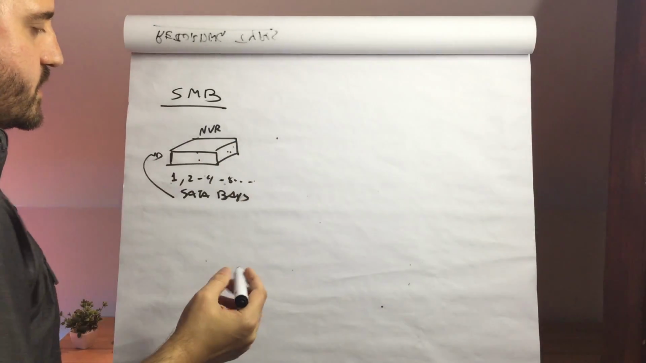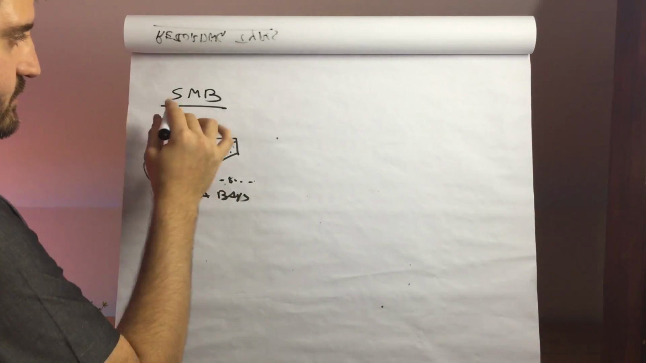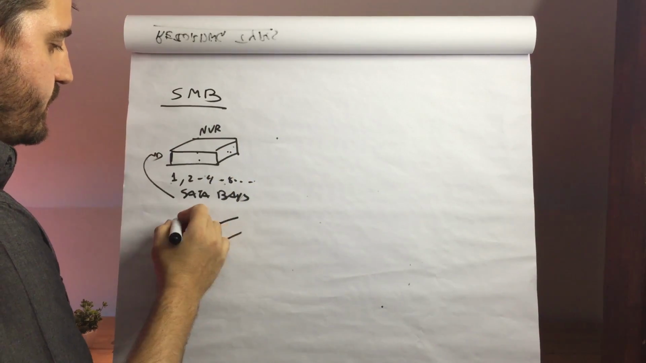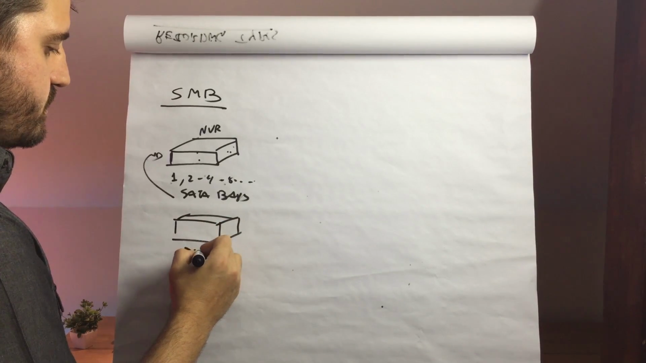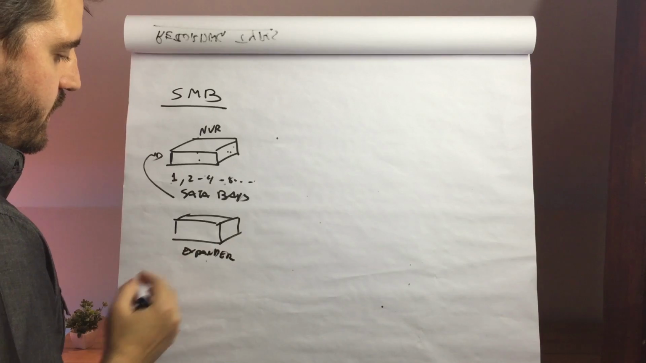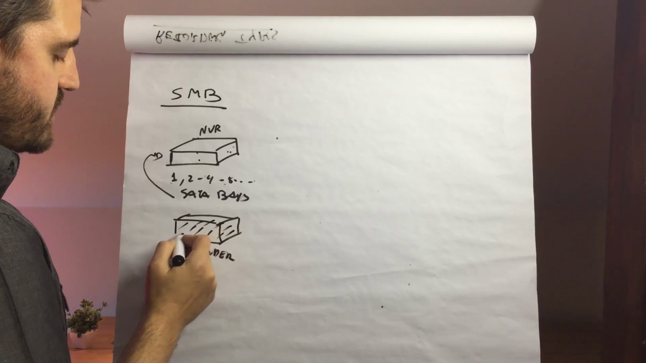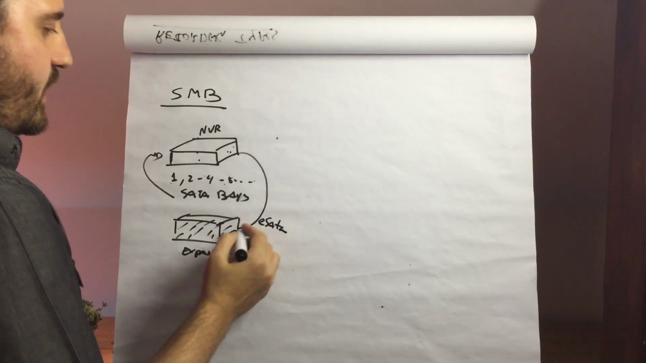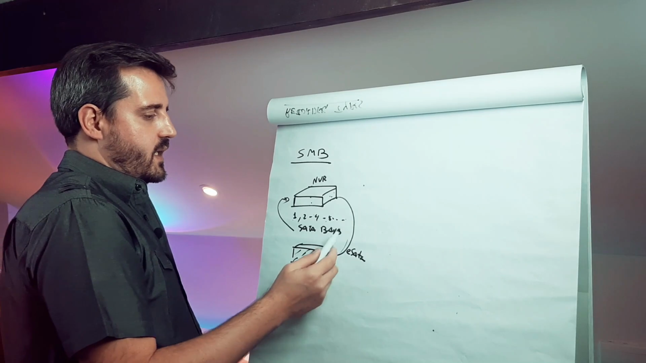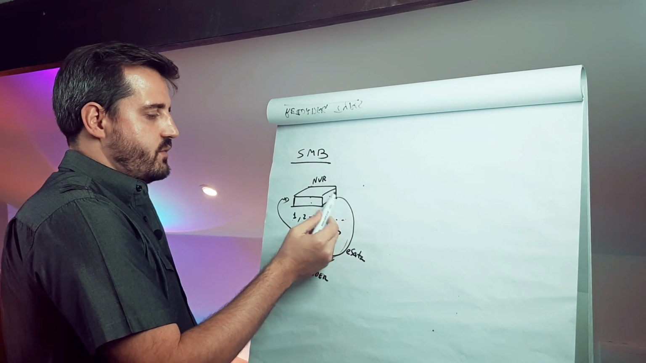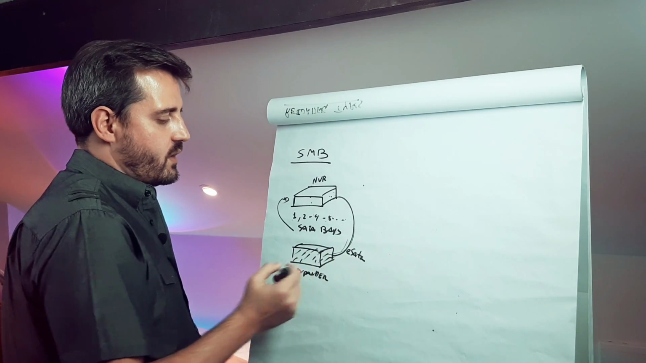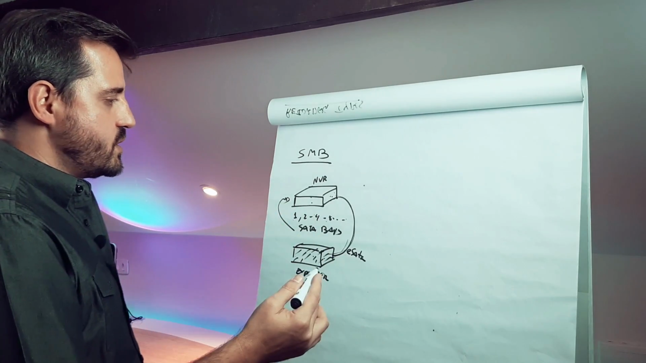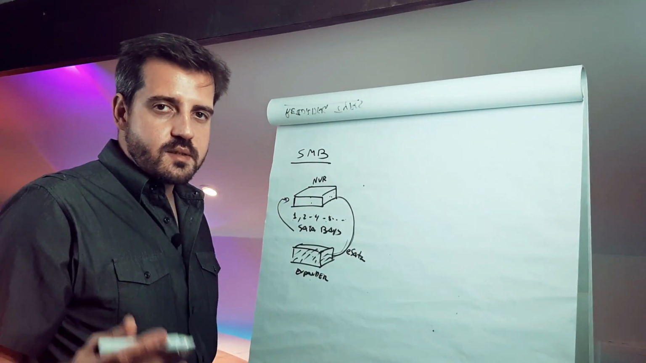This is one of the solutions that we have for recording, and for SMB we have some kind of SATA expanders that have several slots, several bays here for hard drives, and then we connect through SATA, and this will expand the number of hard drives in this NVR, and the NVR will be able to record on these hard drives as well. So this is normally the storage solution for an SMB class installation.